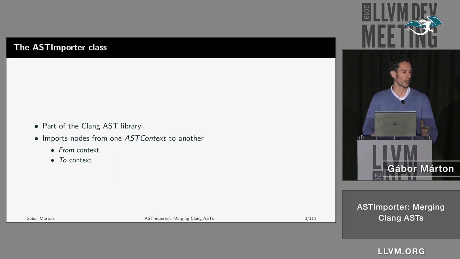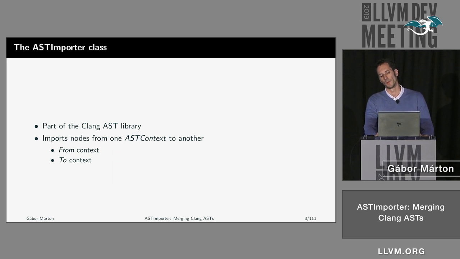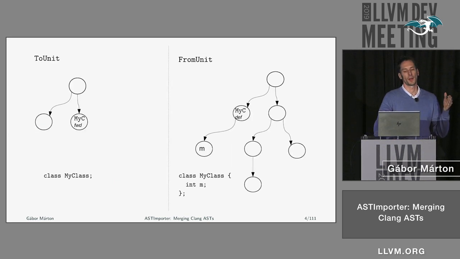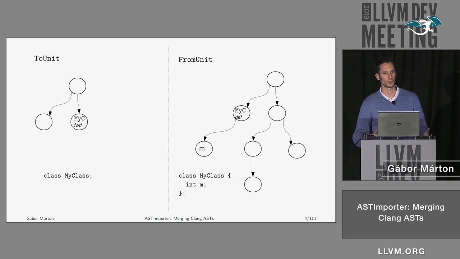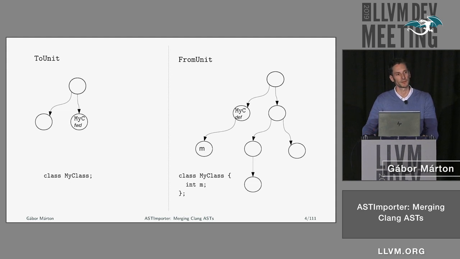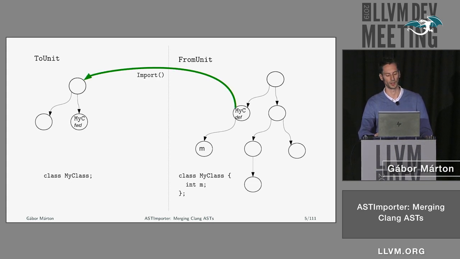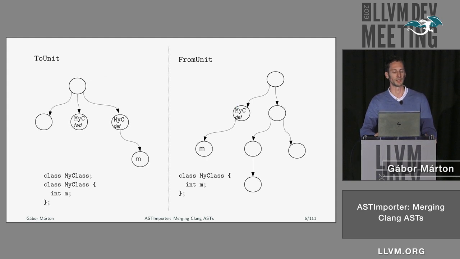So simply put, the ASTImporter is a class. This is part of the Clang AST. We can just specify if we want to import one declaration or type from one AST context into another context. So to visualize that, at the left-hand side of the slide, we can see the destination context, which is often referred to as the to context. At the right-hand side of the slide, we see the source AST context, which is often referred to as the from context. There we have a definition for my class, and when we say that we want to import this definition into the destination context, into the to context, we simply grab those AST nodes and we copy them into that context. So this is a piece of cake.